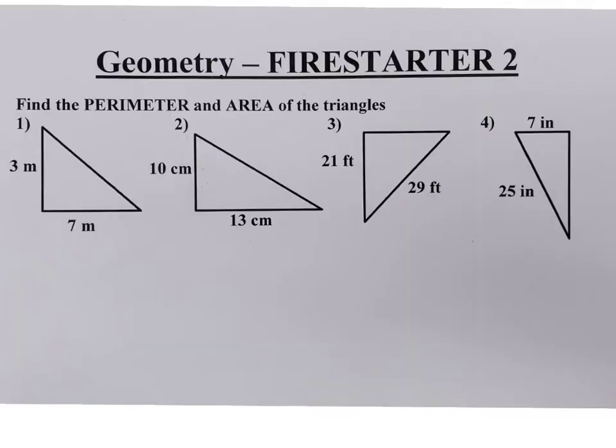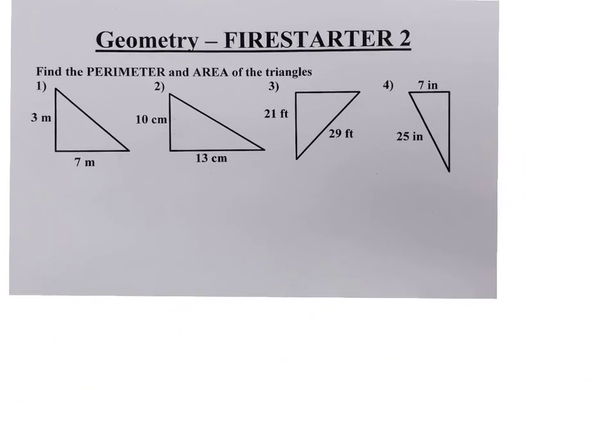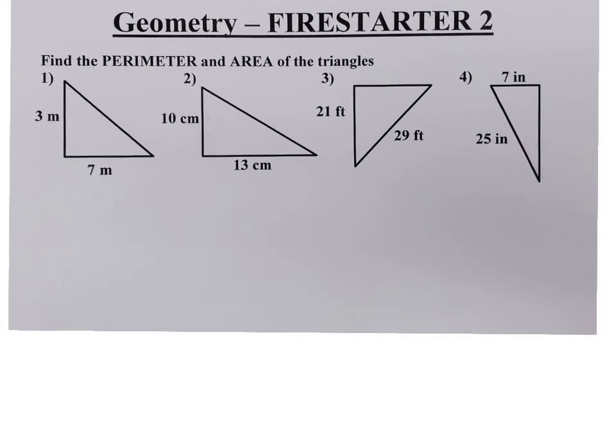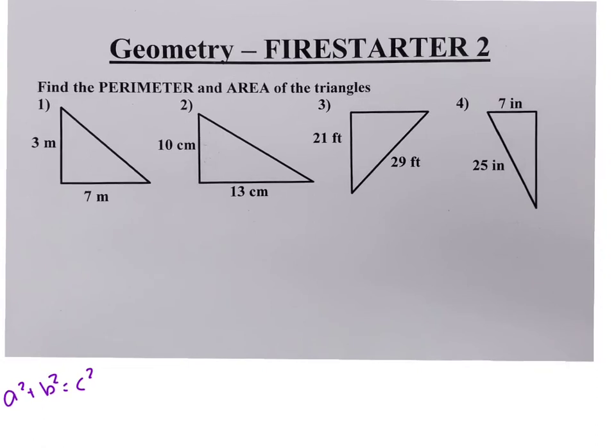So basically all of these Firestarters are just plugging it into the formula. This one's a little bit harder because I don't give you all three sides of a triangle. So we also had to know a new thing, right? We had to know Pythagorean's theorem. So we also had to know that a squared plus b squared equals c squared to get the third side of a triangle. So the first thing I'm going to do on all of these is I'm going to get the third side of the triangle. So every single time I'm going to get the third side of the triangle using Pythagorean's theorem. So all the purple writing is going to be Pythagorean's theorem.